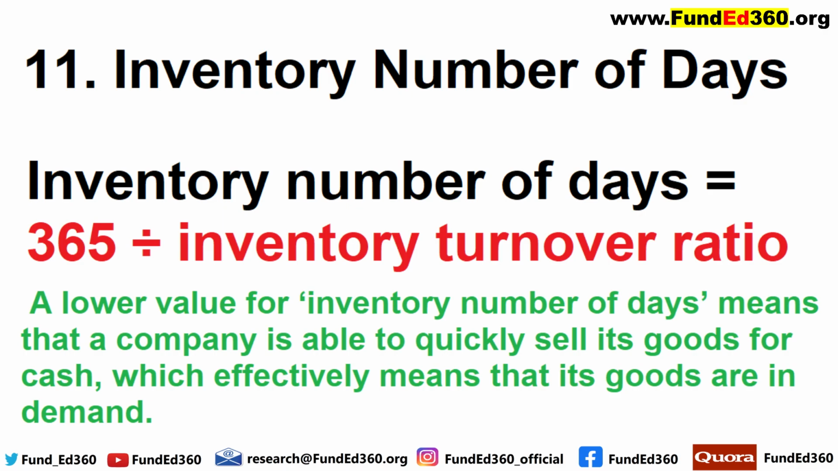The 11th ratio is inventory number of days. Inventory number of days determines the time taken by a company to convert its inventory to cash through sales. The lower the inventory number of days, the more quickly a company is able to sell its goods for cash, which effectively means that its goods are in demand. You can calculate it using the formula: inventory number of days equals 365 divided by inventory turnover ratio. In the case of HUL, it is 24.12. That means approximately 24 days for Hindustan Unilever to convert its inventory into cash. That's less than a month.